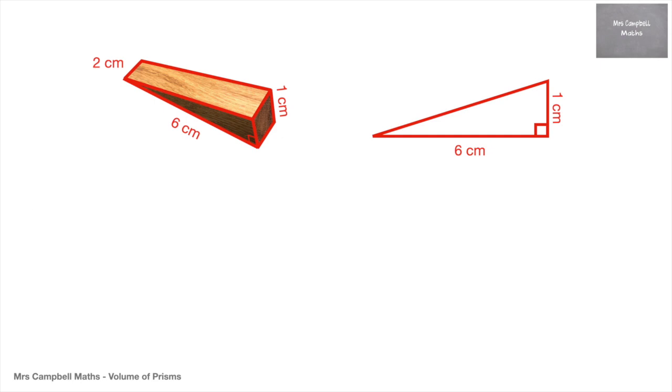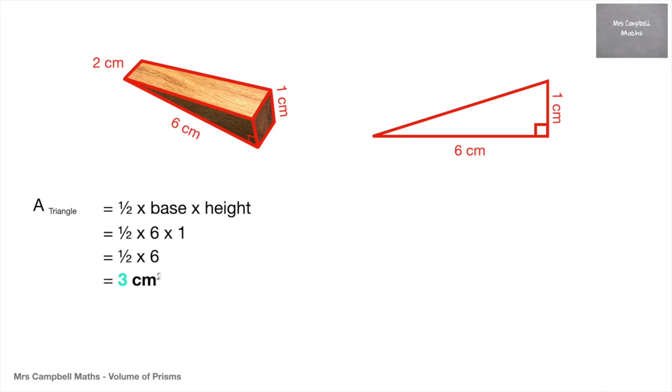And again, once you've identified the cross-sectional area as a triangle, you begin to work it out. A half times the base times the height. So we put our dimensions in, a half times 6 times 1. A half times 6, 3 square centimetres. So the cross-sectional area is 3 square centimetres.